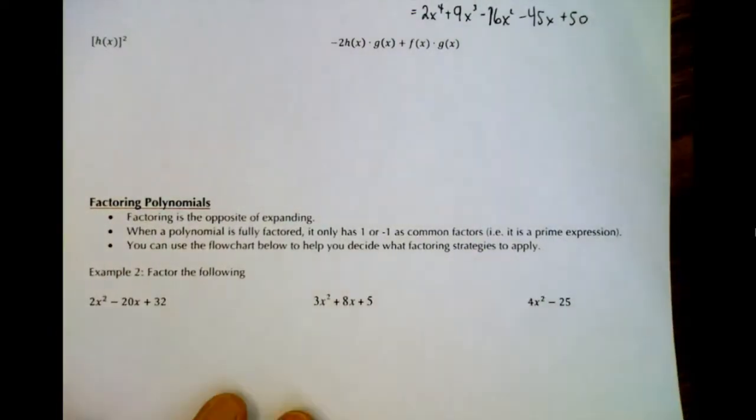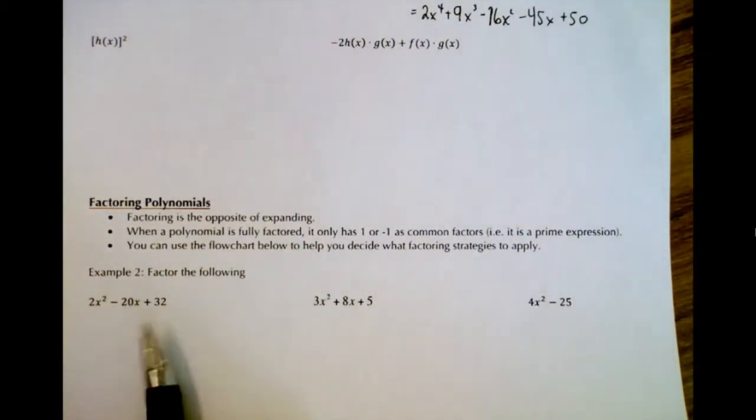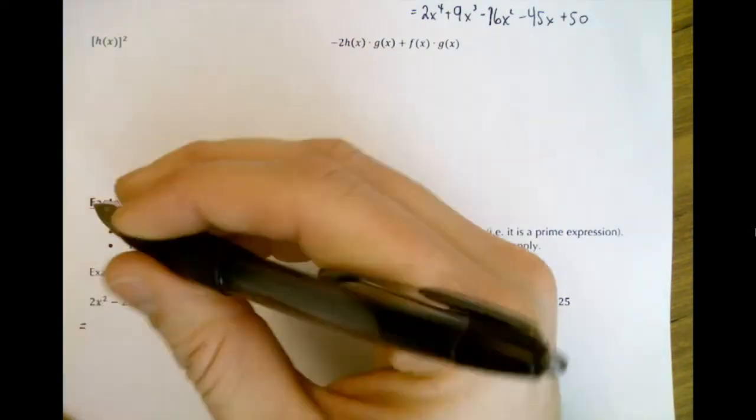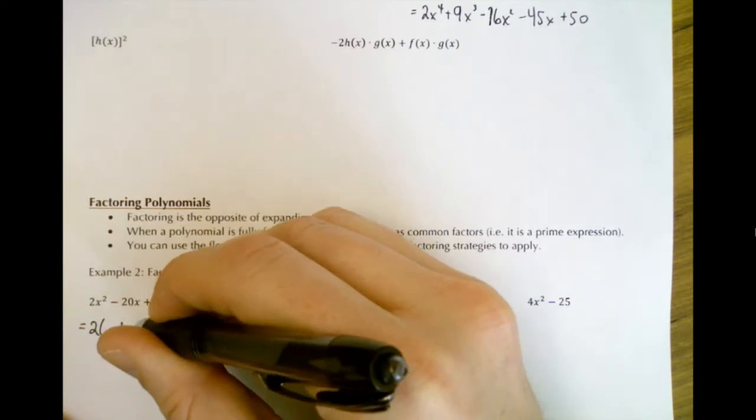First thing on that flowchart was to look for a common factor. So we ask ourselves first, is there a common factor? And the answer is, yes, there is. 2 is common. So we start by dividing all the terms by 2 and writing the 2 in front, and that's common factoring.